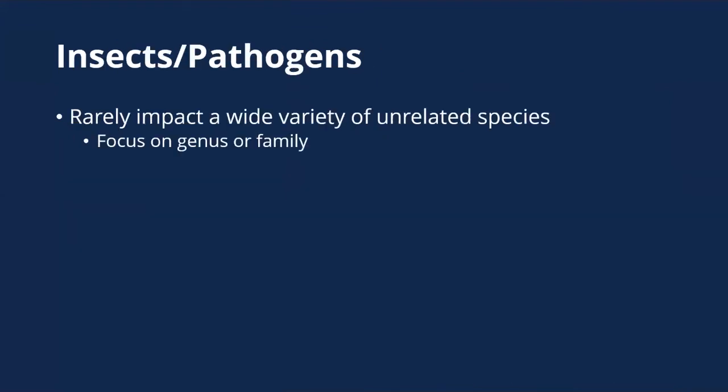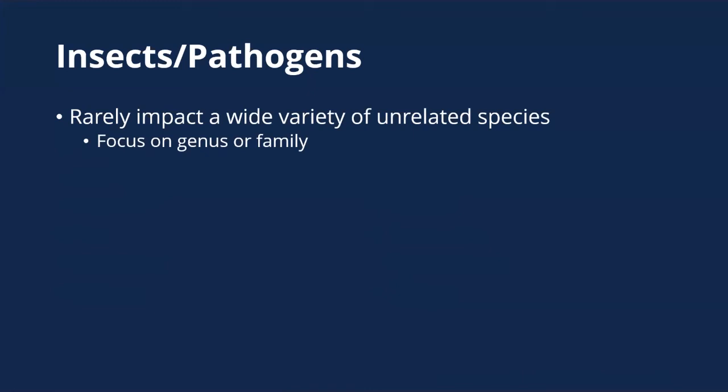And then I'll end here with a quick summary of some of these other causes that may look like herbicide damage. Again, like we mentioned, insects and pathogens rarely impact a wide variety of unrelated species. Often insects and pathogens focus on a genus or a family. So if you find unrelated species that show symptomology, the chances are that it's not an insect or a pathogen.